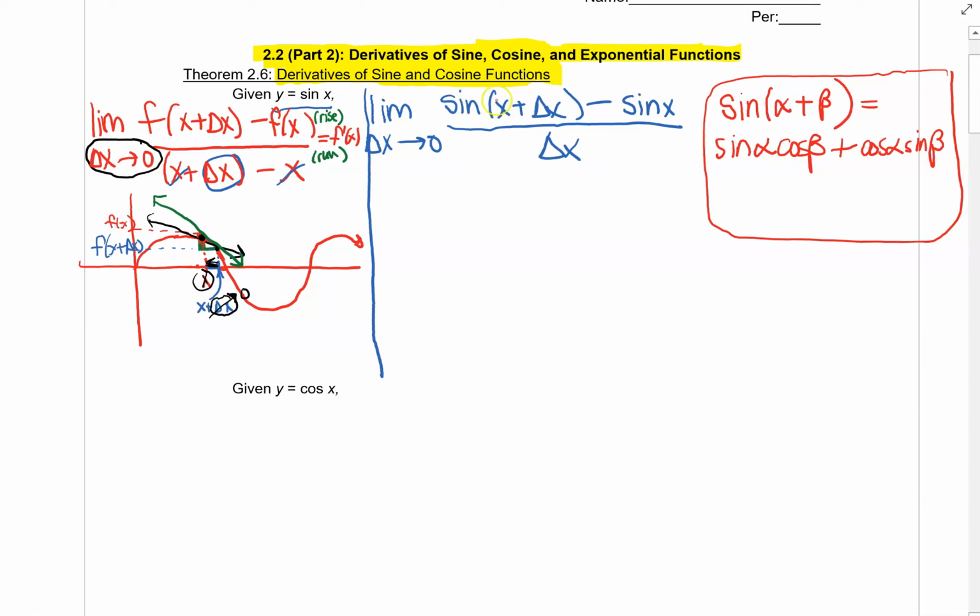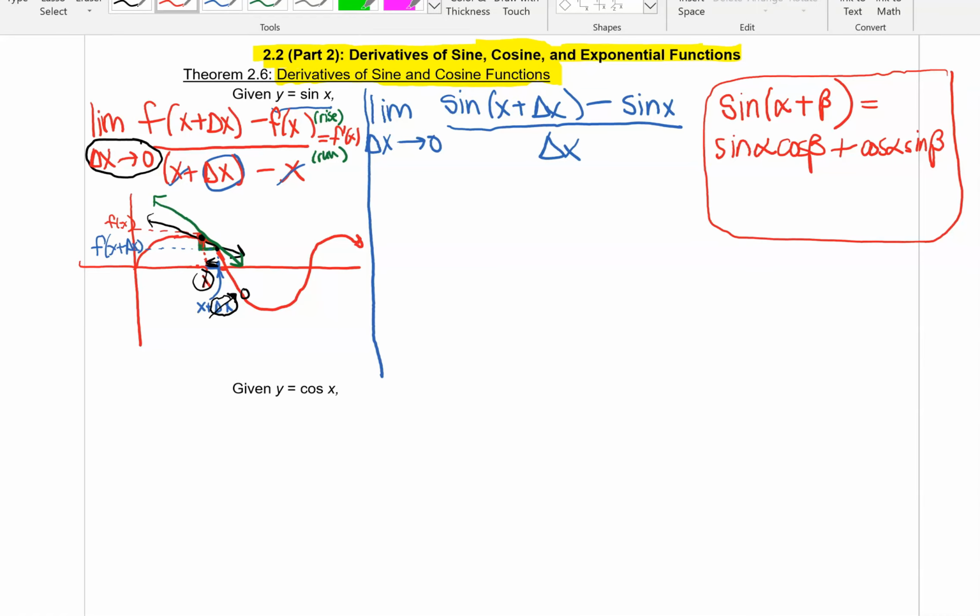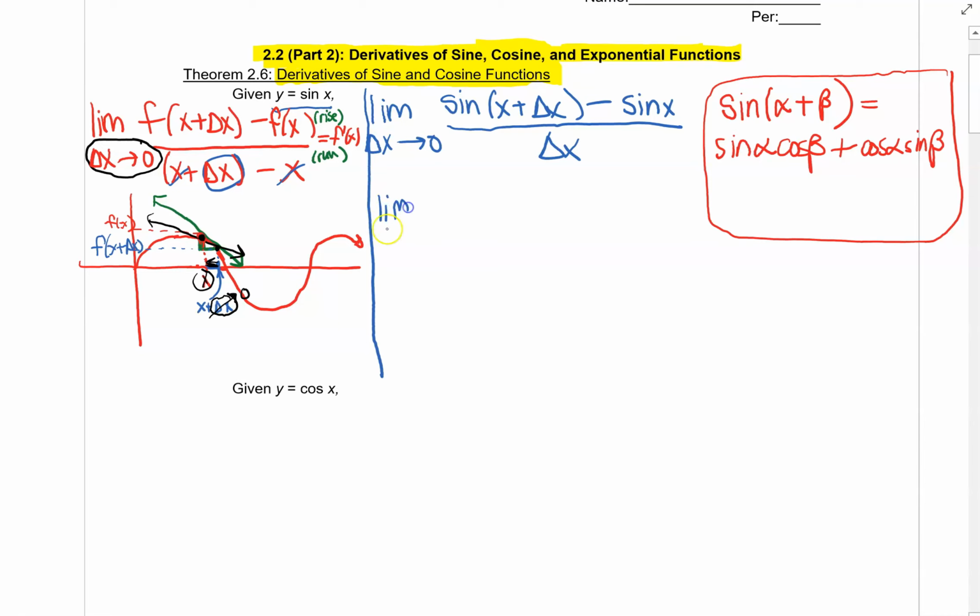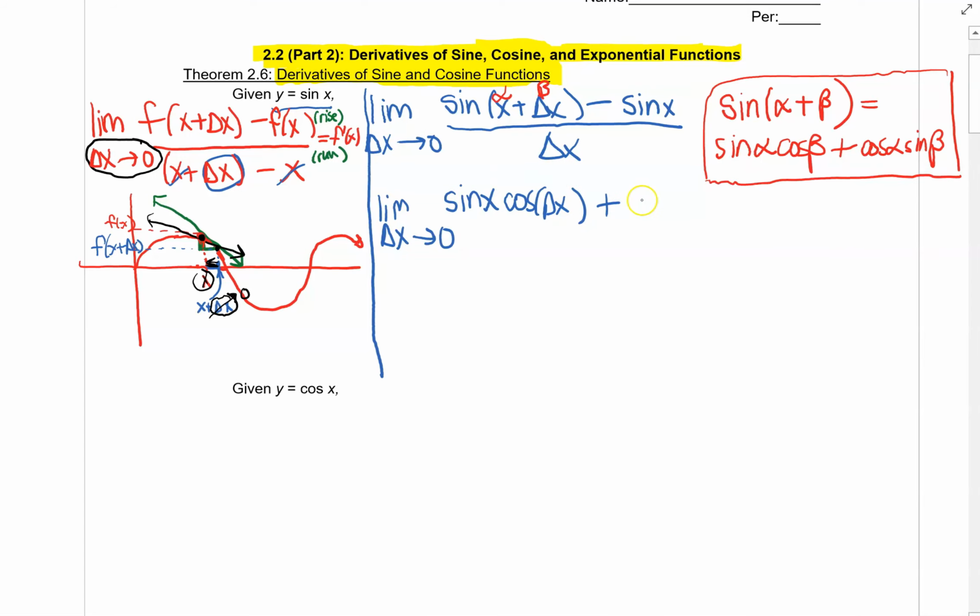So that's what sine of x plus delta x will turn into. So that'll be our next line. Now I have the limit as delta x approaches 0 of sine of x, where alpha is like our x and beta is like our delta x. So I have sine of x times cosine of delta x, plus cosine of x times sine of delta x. So that's what this first part equals. I still have to subtract sine x, and then all of that is over delta x.